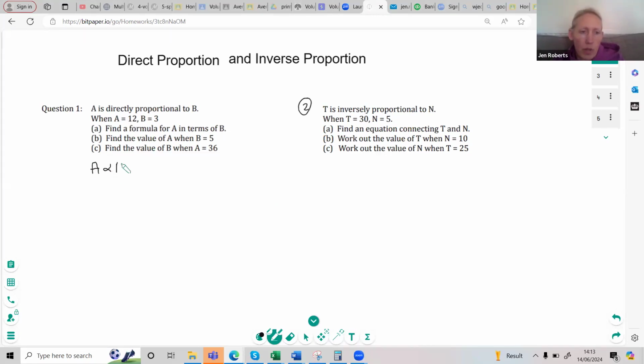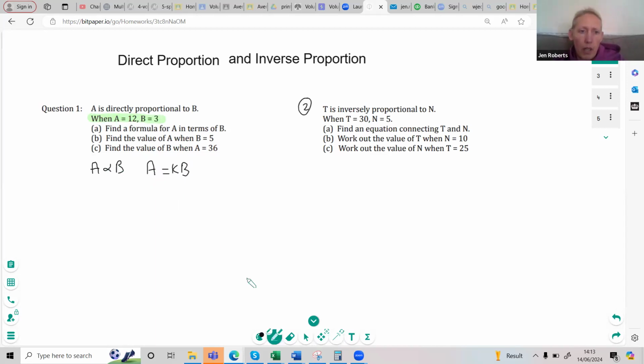Make sure you show each stage of your working out because it's going to help you answer the other questions. So we start with A is proportional to B, A equals KB. So A and B are variables that change. K is your constant of proportionality and that stays the same. Now we want to know what this K is, and you're always given some information to work out K.